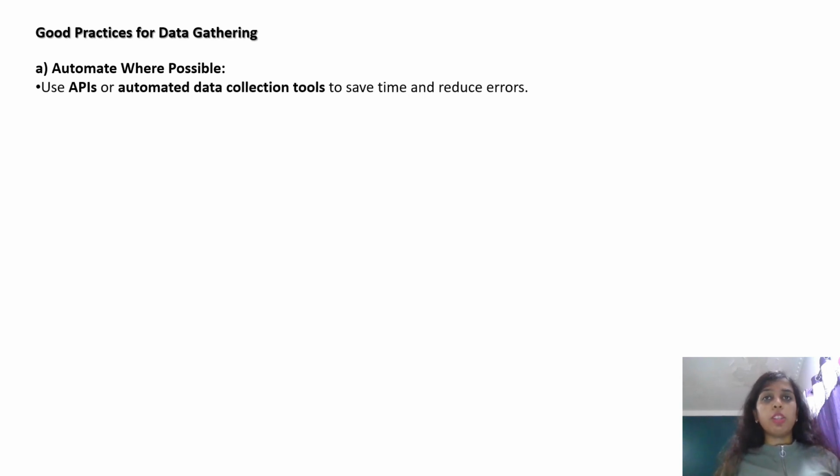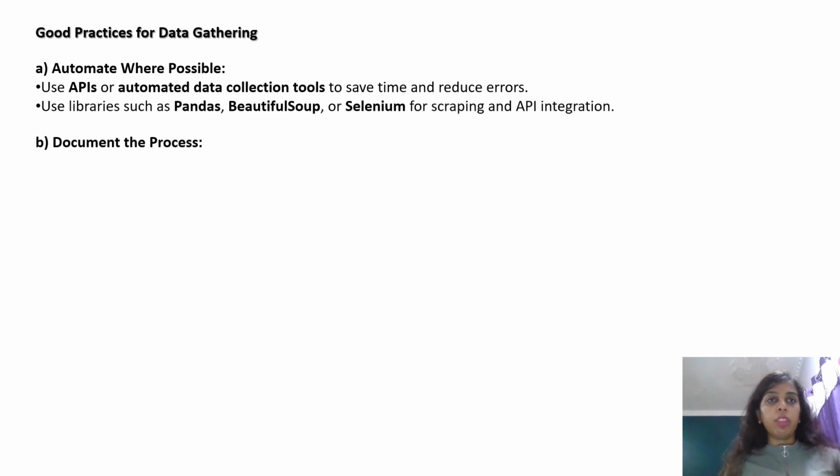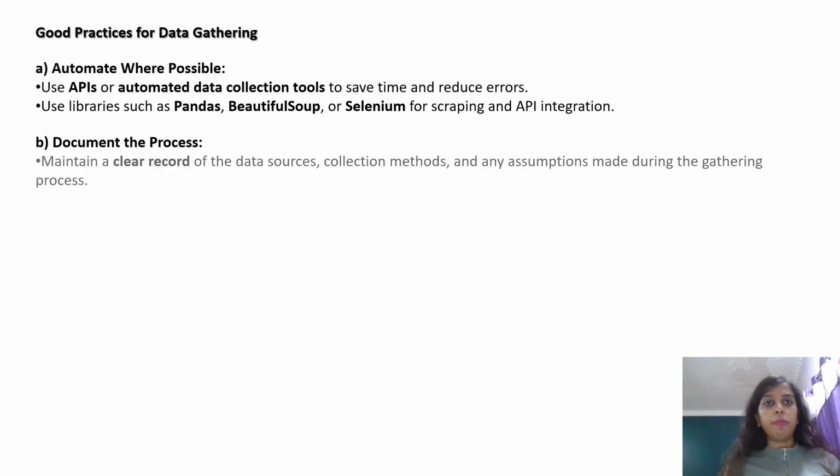Now let us discuss some good practices for gathering the data. Automate where possible. Wherever you can, automate the data collection process. Use tools like APIs or web scraping libraries. This not only saves time but also minimizes human error. Always document your process, whether it's noting where the data came from, how it was collected, or any assumptions you made. This makes your work reproducible and easy to follow for others.